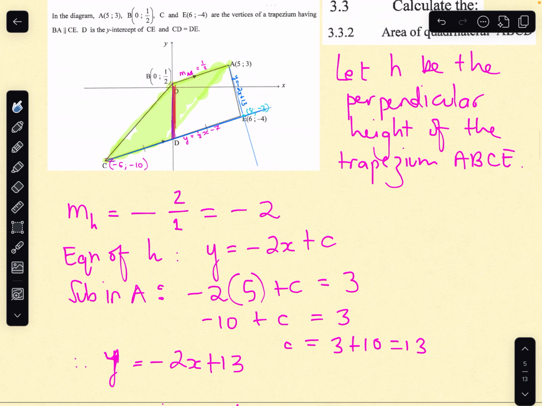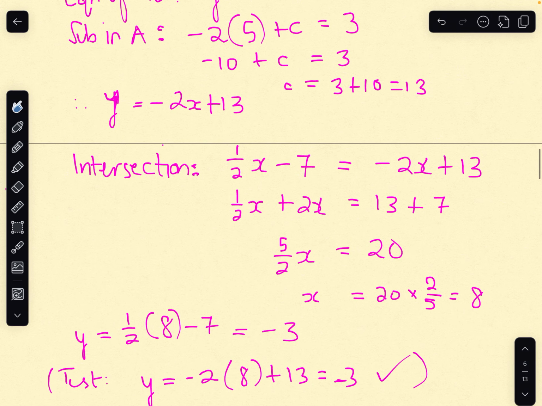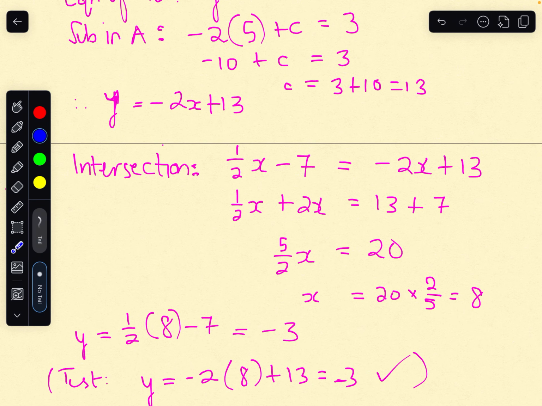Next, I wanted to find the intersection between this line and this base over here. Whose equation is that? So we worked out, okay, half x minus 7, where does it intersect with minus 2x plus 13? Got all my x's on one side, my constants on the other. 13 plus 7 is 20. Over here I've got 2.5x. And then to get x by itself, I times by 2 over 5 on both sides. 20 times 2 over 5 is 40 over 5, which is 8. So my x coordinate is 8.